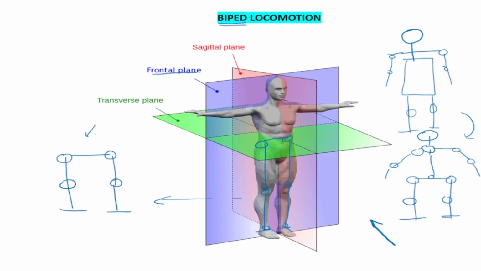Now on the side plane, when I look from the side in this direction, basically what I'll see is the side view, which is on the sagittal plane, or this is also sometimes called the lateral plane. So what will I see from the side view?